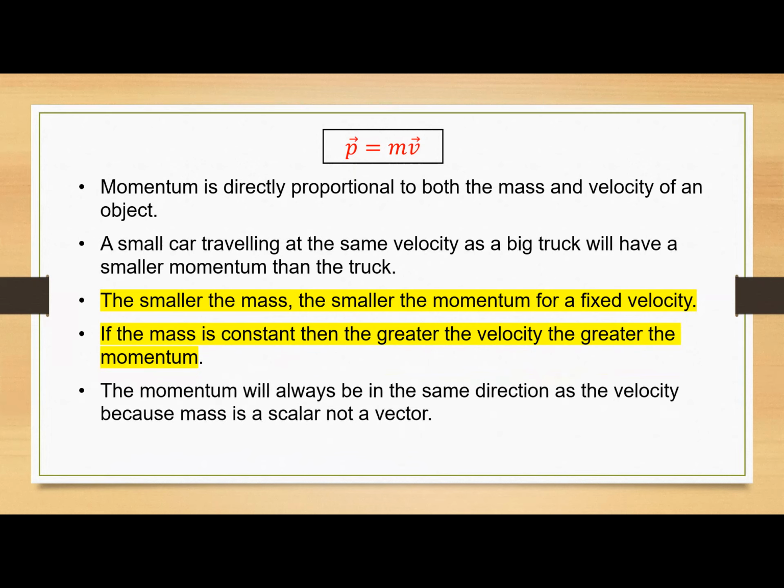Okay, and what is the direction of the momentum? Momentum is equal to mass times velocity, and mass is a scalar quantity. It doesn't have any direction. So the momentum will have the same direction as the velocity, because the velocity is the vector quantity.